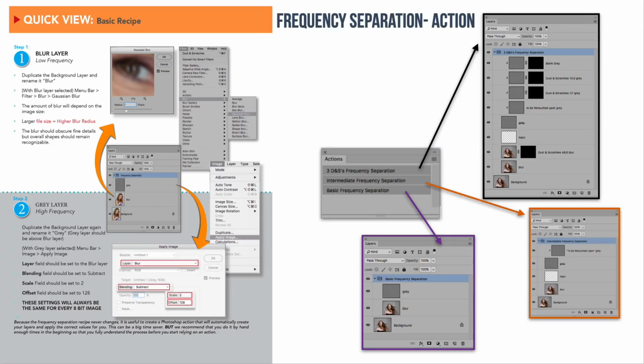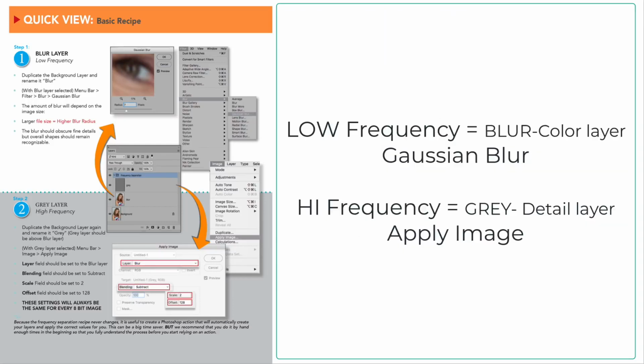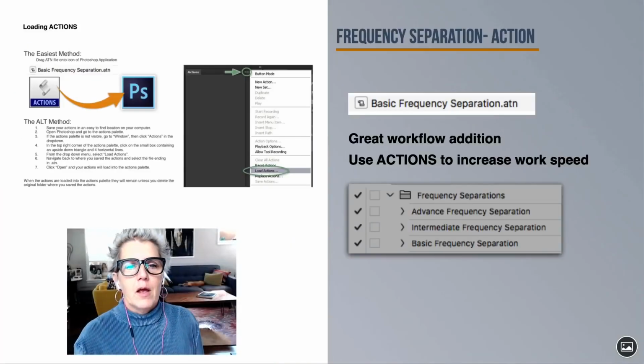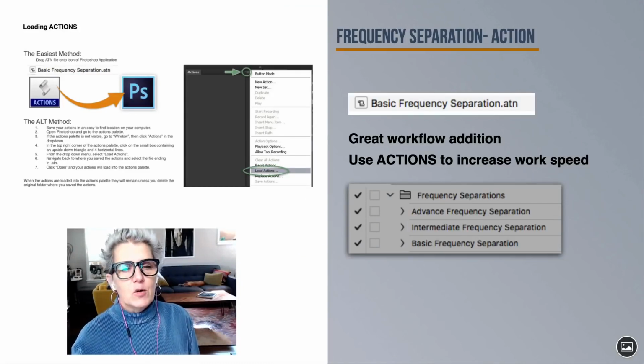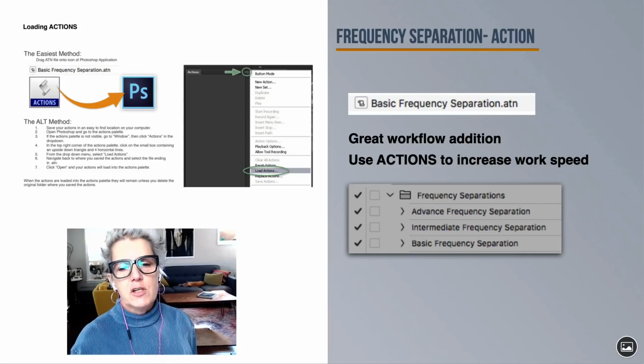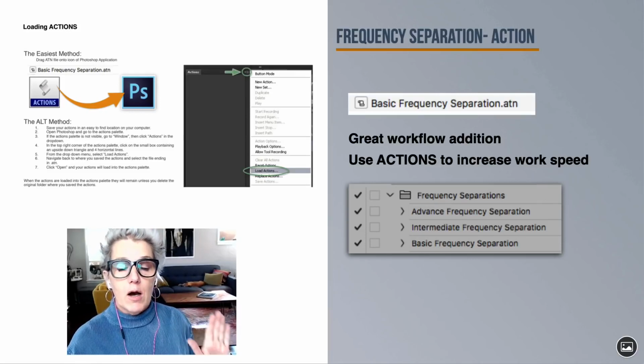I almost always call my blur or gray layer, my blur color layer, my low frequency. I don't like the words low frequency nor high frequency. My brain just doesn't deal with them very well. So the gray layer is going to be the high frequency where the detail lives. This is presuming y'all understand basic frequency separation. If you don't, stop now and come back later. Loading the actions I'm going to provide for you is easy peasy lemon squeezy. Either drag the action to the icon for your application or go through the menu item on the actions and load actions. It's really easy.